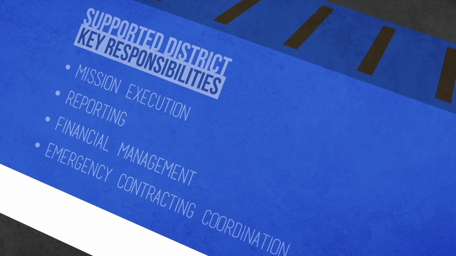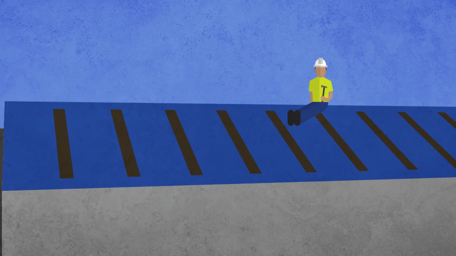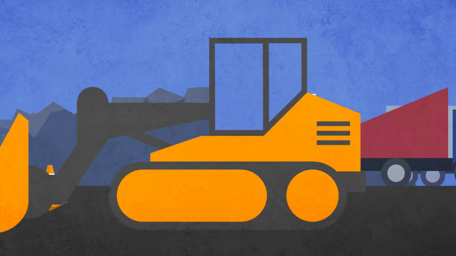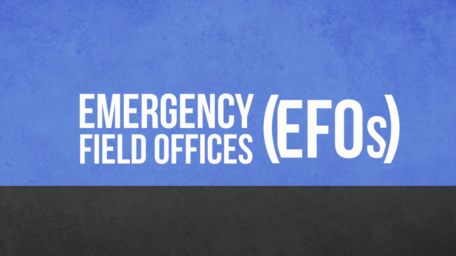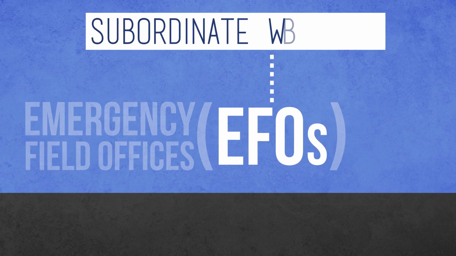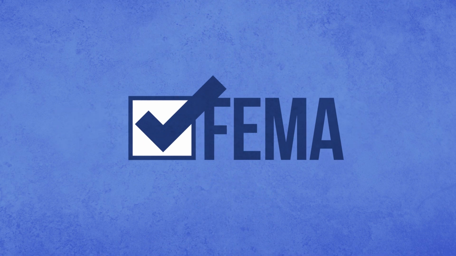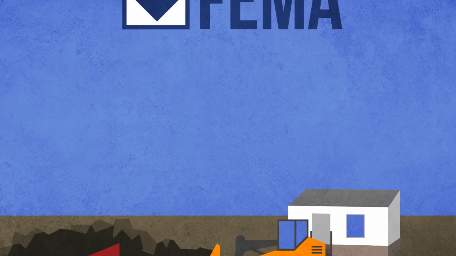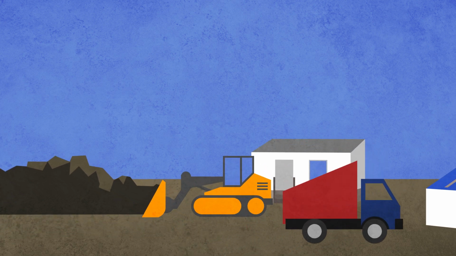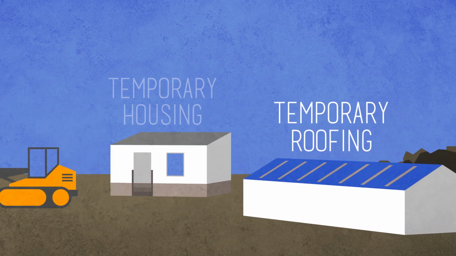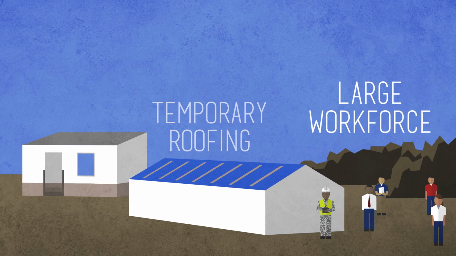To better oversee the recovery work performed by Corps contractors in a geographically separated long-term mission, the supported district may establish Emergency Field Offices, or EFOs. EFOs are subordinate field offices under the RFO mission assignment and must be approved by FEMA. They are used to manage geographically dispersed larger recovery missions, such as debris removal, temporary housing, and temporary roofing, as well as missions requiring a large workforce in the field.